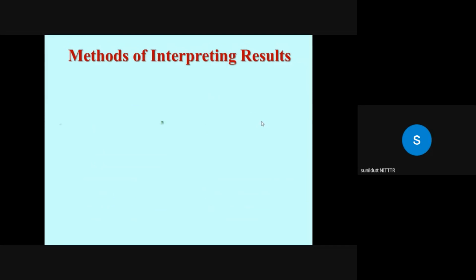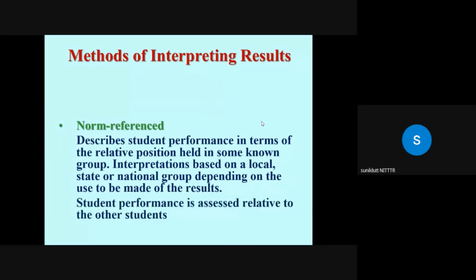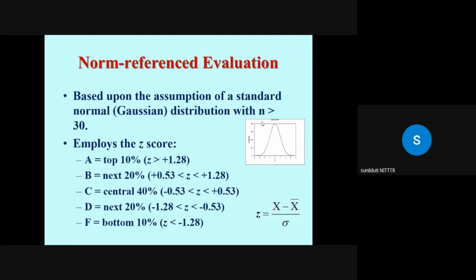Then the second one is the norm reference testing, which describes student performance in terms of the relative position held in some known group. Interpretations can be based on a local, state, or national group depending upon the use to be made of the results. So student performance is assessed relative to other students. यहाँ पर हम students को आपस में compare कर रहे हैं. Okay.